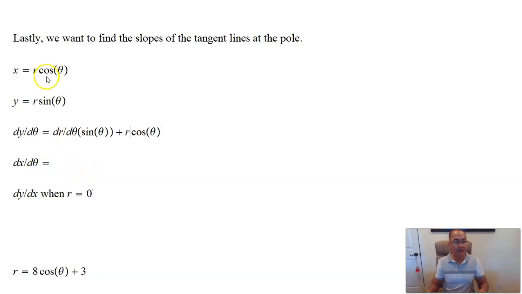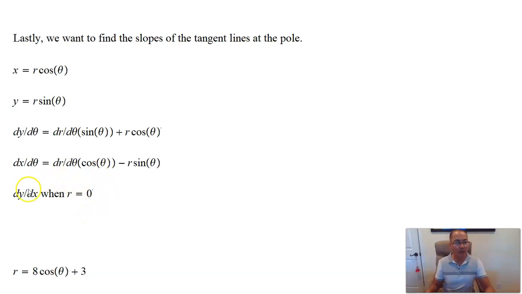And then we will need dx by d theta. Okay, so focus this time. Dr by d theta, and then copy cosine theta. And then we will add r times the derivative of cosine theta, minus r sine theta.